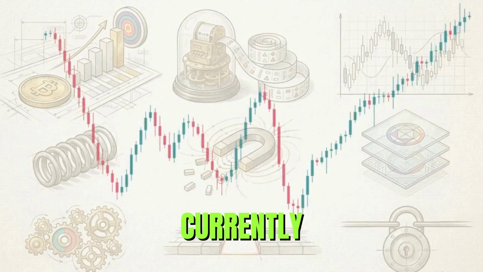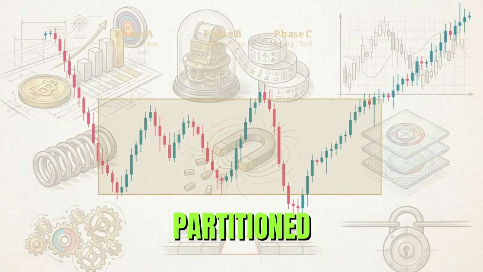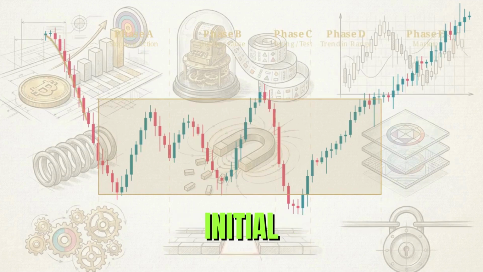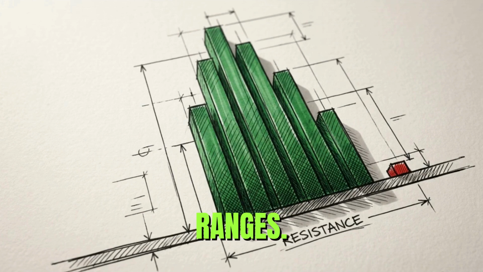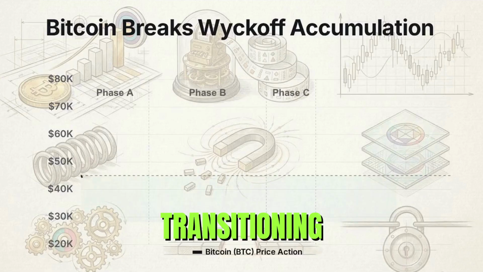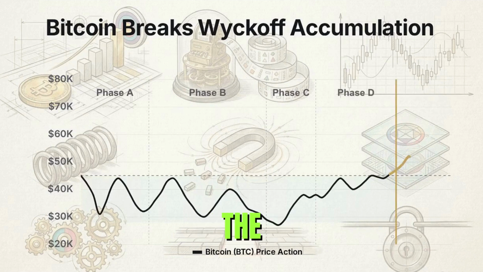The daily chart currently mirrors a massive Wyckoff accumulation schematic, partitioned into distinct phases from initial supply to the final breakout. A reclaim occurs when buyers definitively overwhelm sellers at the range's ceiling, converting historical resistance into a base for expansion. The market is currently transitioning from phase D to phase E, where the price attempts to break through the upper edge of this accumulation box.